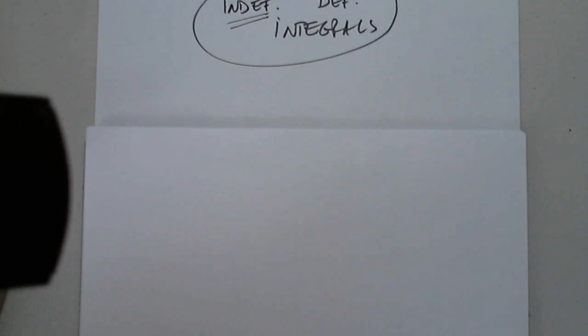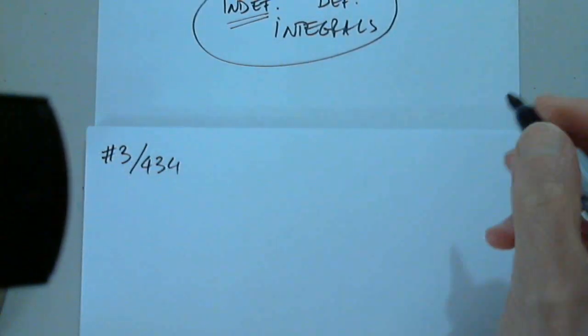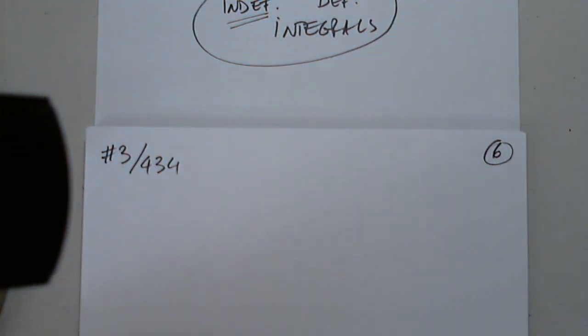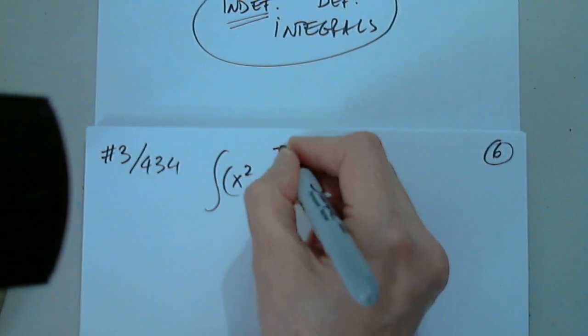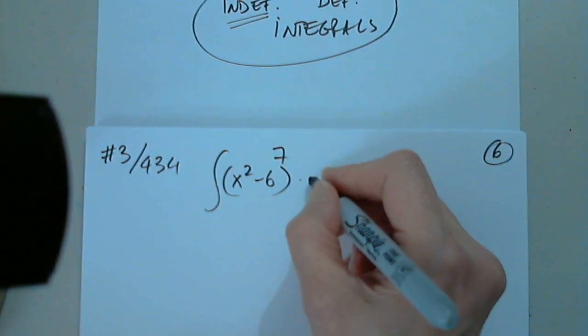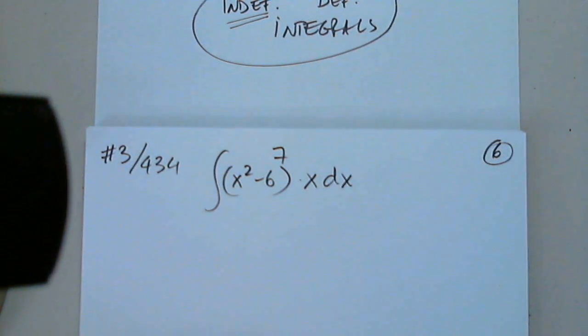Maybe number 3. Let's start with number 3. Awesome. So 3 on 434, and this is my page 6. Let's see how I am with time here. Still good. Okay. So we have the integral of x squared minus 6 to the 7th power, and as you see, it's hidden in there, times x times dx.